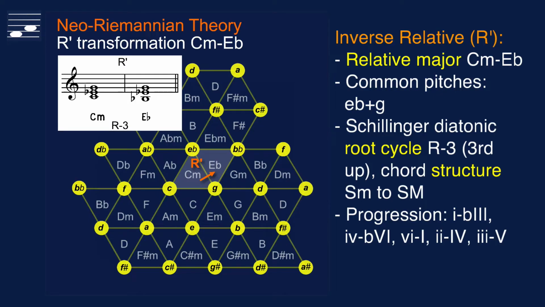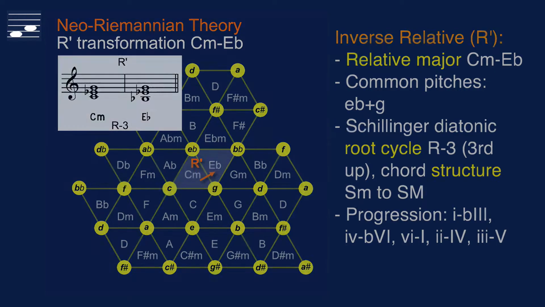The list of possible chord progressions shows 3 diatonic root movements in minor or major key. All of these are weak due to the R-3 root movement.